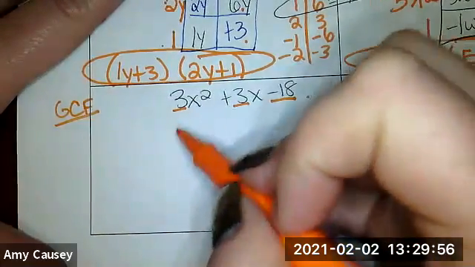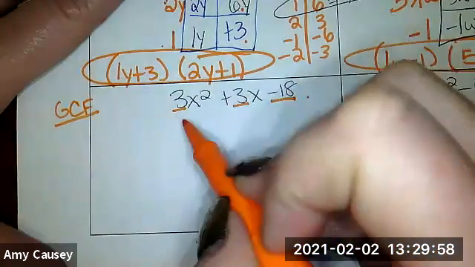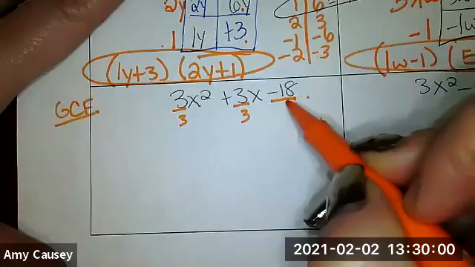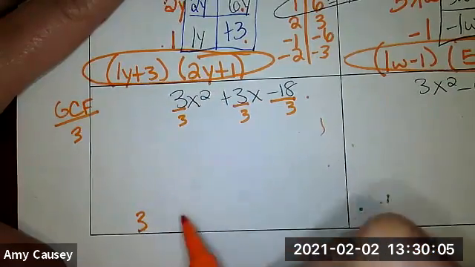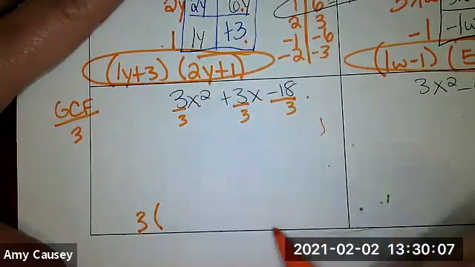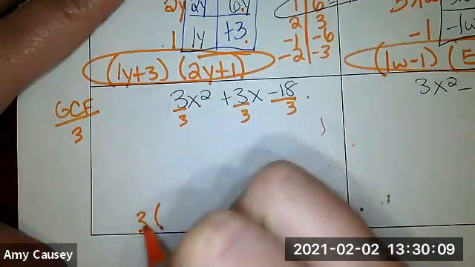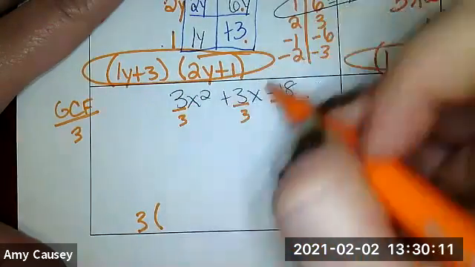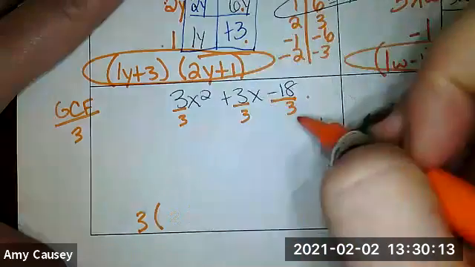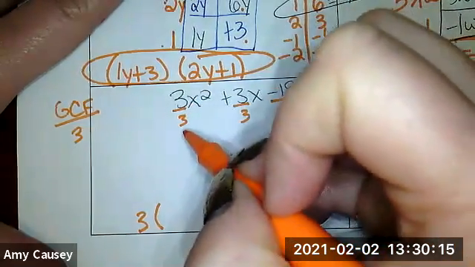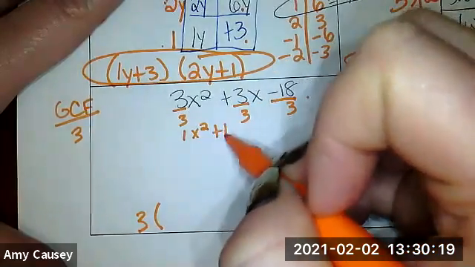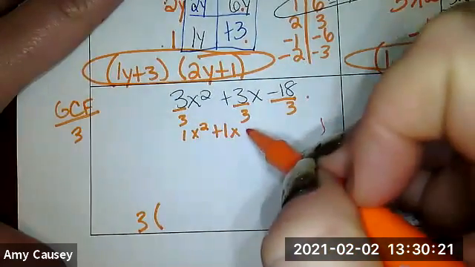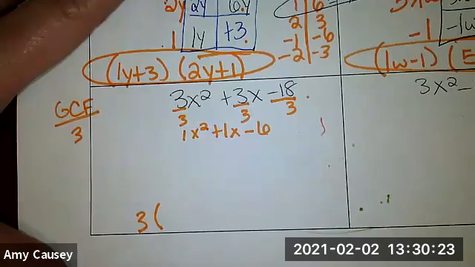On this one, 3 will go into all of these numbers. You could divide a 3 out. So your factors are going to start with that 3. And you can pull those out right now before you do your box. So 3 divided by 3 is 1. 3 divided by 3 is 1. And negative 18 divided by 3 is negative 6.